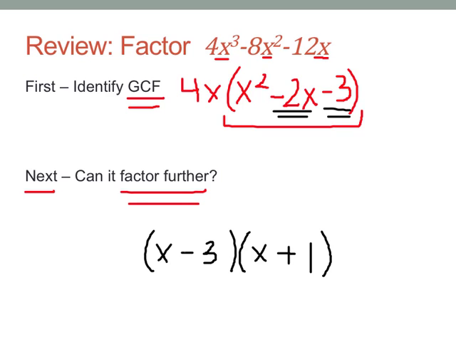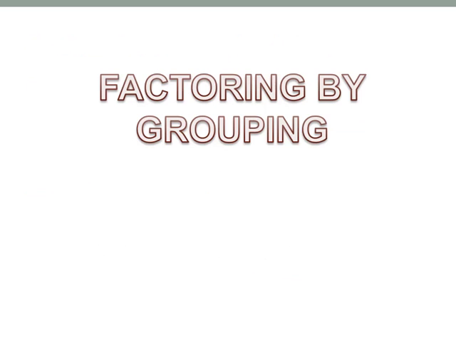Now don't forget about the 4x that you factored out in the beginning. That didn't go anywhere. It didn't disappear. That is still a part of the factored problem. So now you're all done. You're all set. Those are your factors. It is completely factored: 4x times x minus 3 times x plus 1.